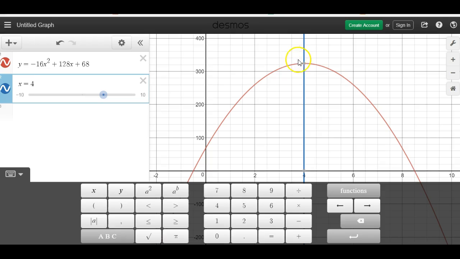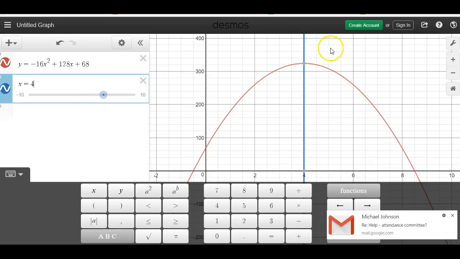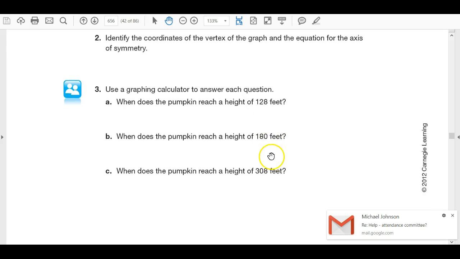Oh, it hits there at 324. Now, I don't know that this is my vertex yet, but it makes sense, right? Because this is exactly my line of symmetry. It cannot be higher on one side or the other. It's got to be high just in the middle, okay?